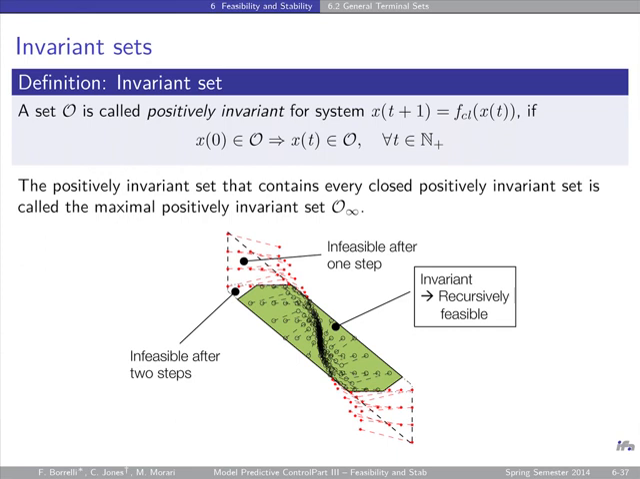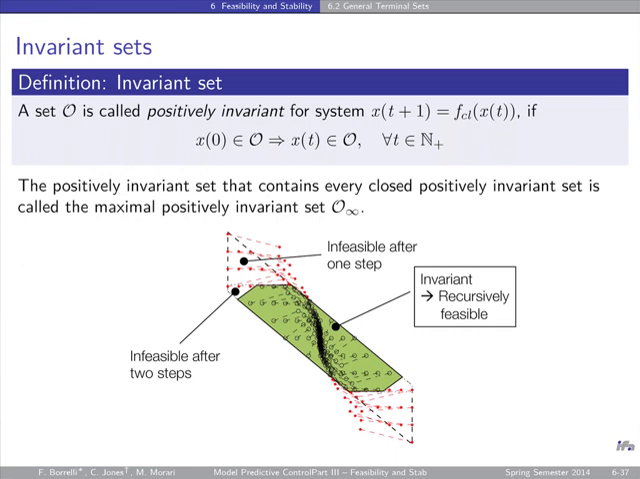Okay? So a positive invariant system is defined for a system without inputs. Okay?